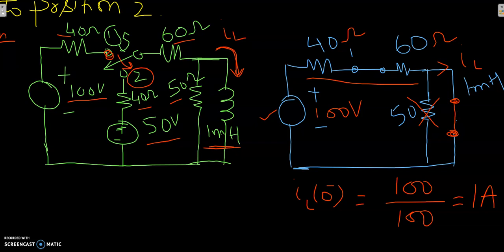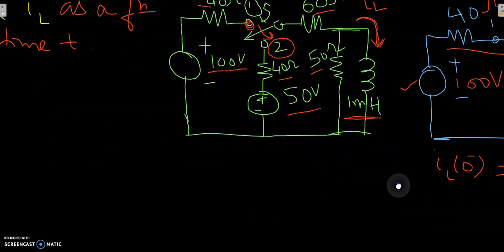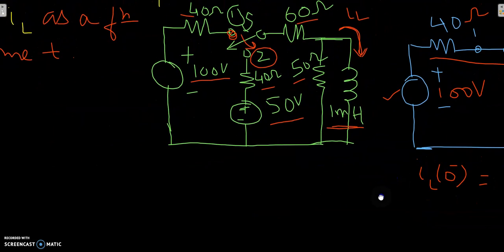So the initial current we have found to be equal to 1 ampere, so we have to remember this. Now let's proceed. Our next step would be to look at this circuit and find out how the circuit looks when the position of the switch changes to 2.